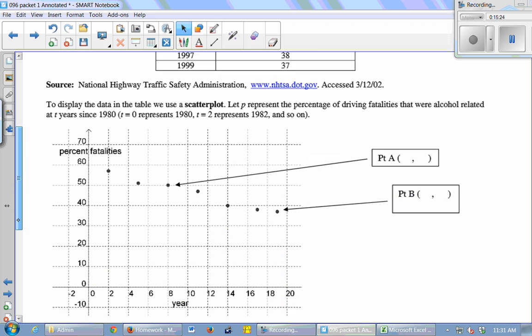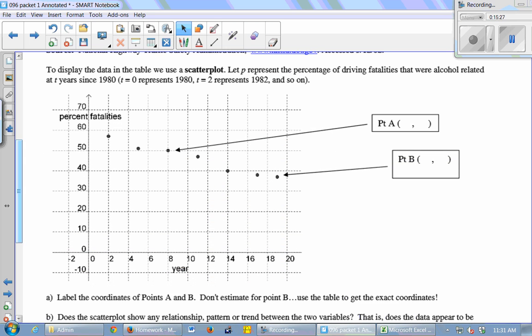So actually, just to make things a little bit easier, I let 1980 be like year zero. I started counting in 1980. So 1982 is represented with just a two. All right, so let's look at this point right here, point A. What are the coordinates of that point? 8, 50, yeah. 8, right, is the x coordinate, and 50 is the y coordinate. 8, 50. Okay, how about this point right here?